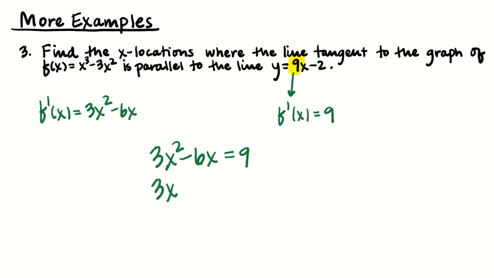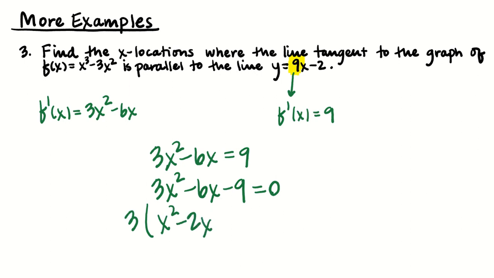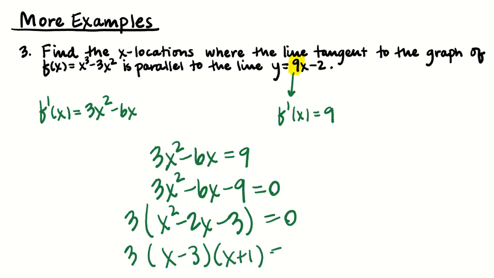So 3x squared minus 6x minus 9 is equal to 0. Okay, I'm going to factor out the 3, and I'll have x squared minus 2x minus 3 equals 0. That does look factorable. So that's 3 times (x minus 3) times (x plus 1) equals 0. If these three things multiply to be equal to 0, one of them has to be 0, right? So either 3 equals 0, which is not really possible, or x minus 3 equals 0.